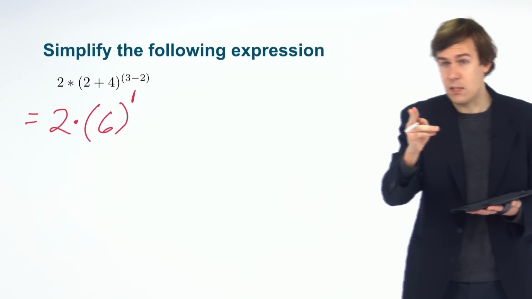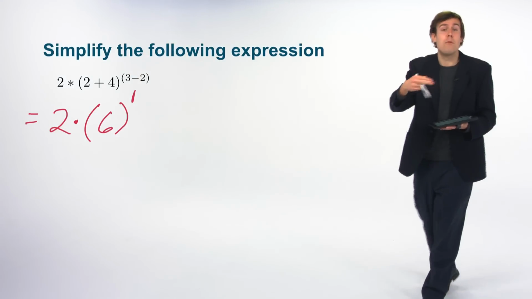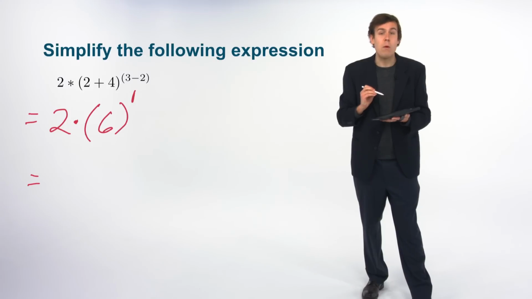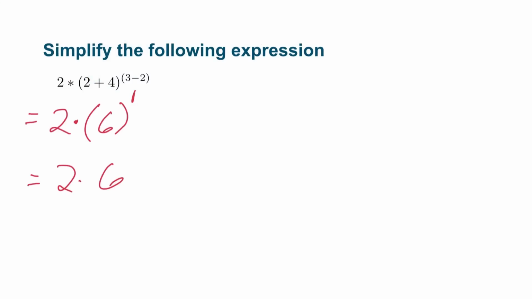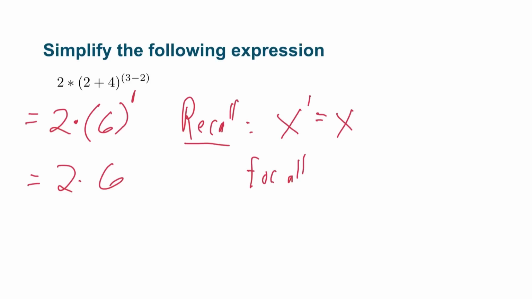So I haven't evaluated the exponentiation yet. All I've done is evaluate the parentheses. So now I say, well, what is 6 to the first power? Anything to the first power is just itself. So we have 2 times just 6. Okay, so I'll just say recall that x to the 1 is just equal to x for all x. So remember, raising anything to the first power leaves the thing alone. And finally, I do 2 times 6, multiplication, so 12. So here I saw that first I did what was in parentheses, then I moved on to exponentiation, then I did the multiplication.